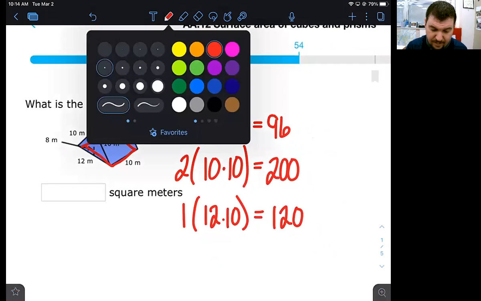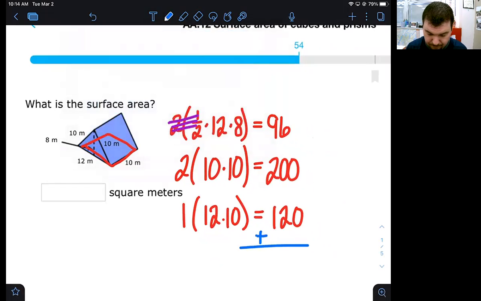So I'm going to add them together like I did last time. 200 and 120 makes 320. Plus 96 is 416. And that's going to be meters squared. So there's an example of a triangular prism.